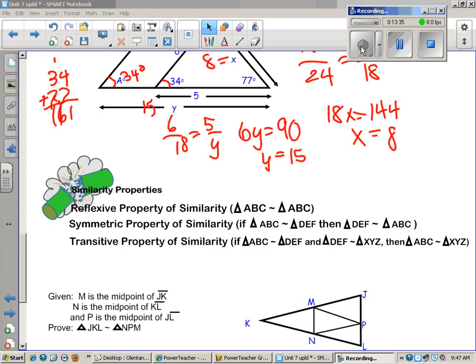So these are the three that work with similar figures as well. So even though we had lots of them for congruence, these three work with similar.